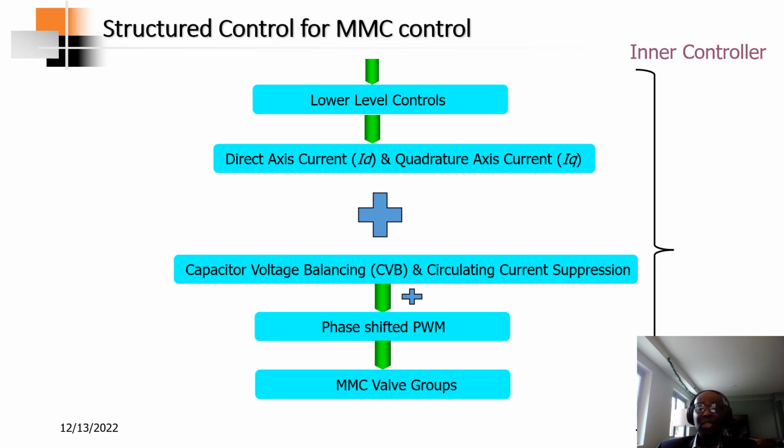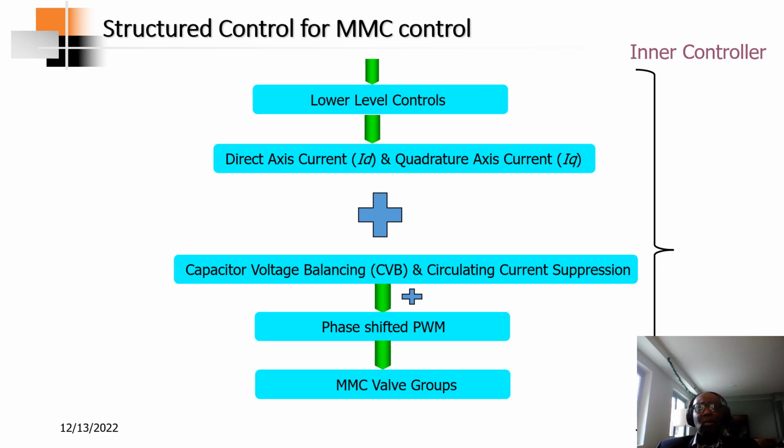In addition to that, we have capacitor voltage and balancing scheme, because for the half-bridge sub-module, you have capacitors, and you need to balance all the voltage. So you need algorithms that are going to make sure that all the sub-module capacitors have the same voltage threshold. Then also there's something they call circulating current suppression algorithm.